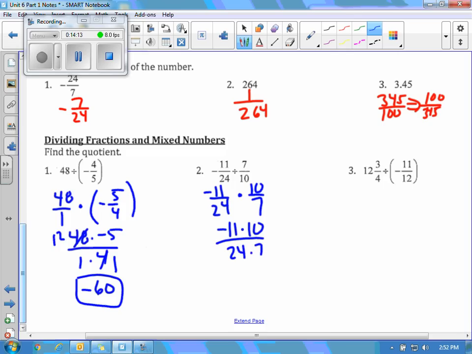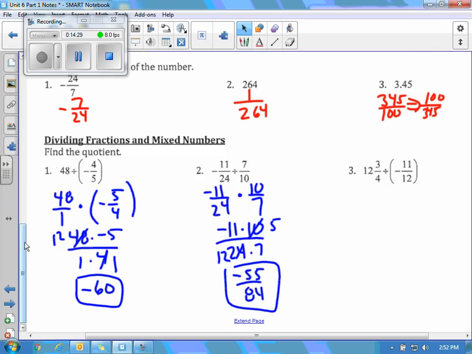10 and 24 can both be divided by 2, so that's 5 and 12. So negative 11 times 5 is negative 55. 12 times 7 is going to give me 84. And I cannot write that. I'll let you guys try number 3. Make sure you turn that mixed number into an improper fraction.